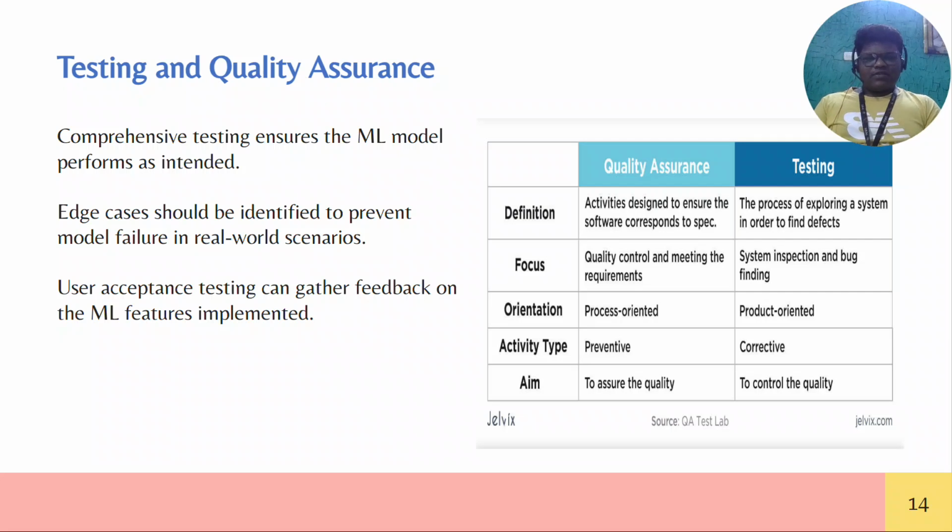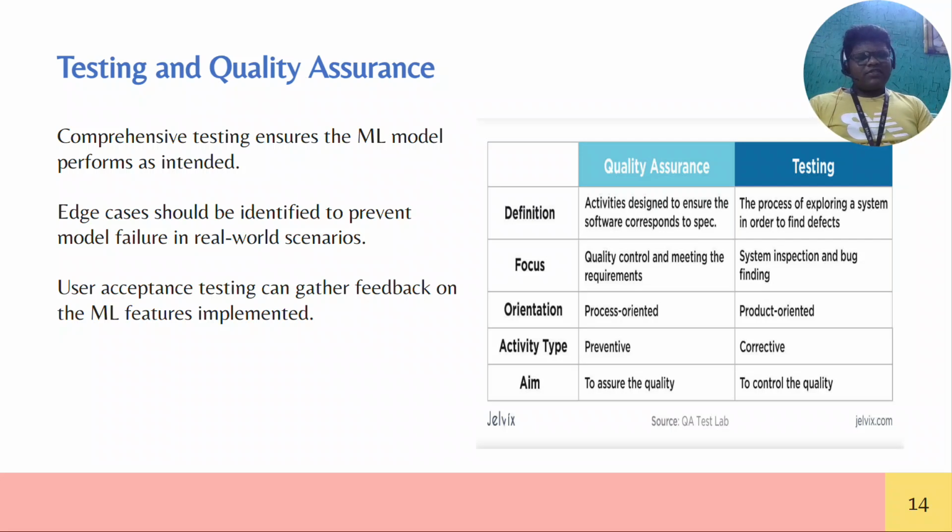Testing and quality assurance. Comprehensive testing ensures the ML model performs as intended. Edge cases should be identified to prevent model failure in real-world scenarios. User acceptance testing can gather feedback on the ML features implemented.